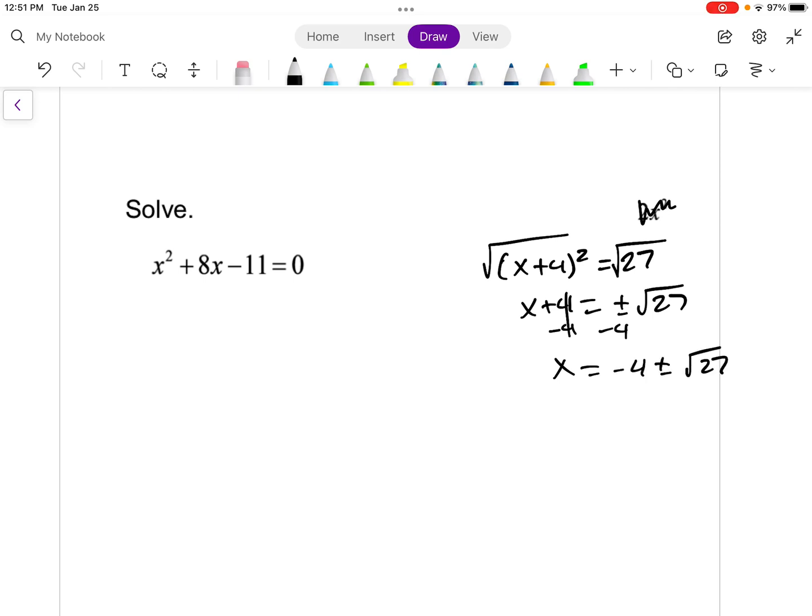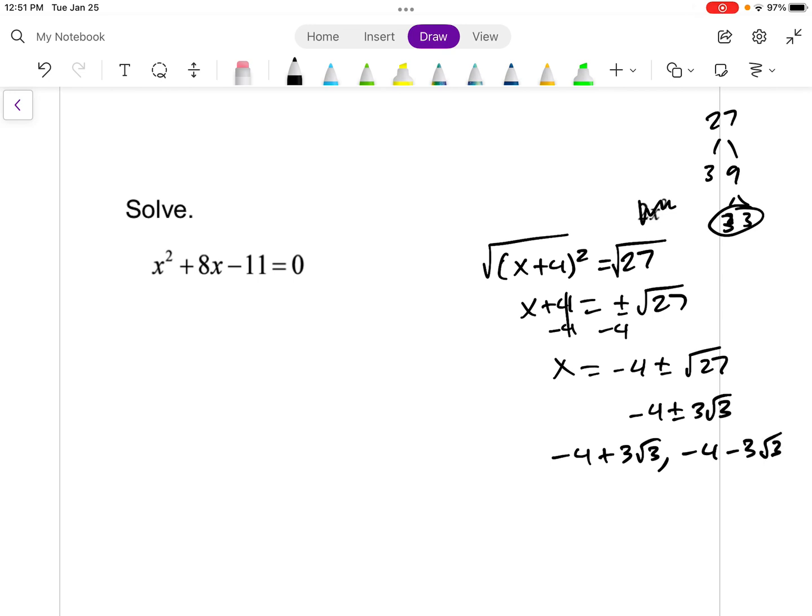The square root of 27 is an irrational number, so it does simplify. If we break it apart, it's 3 and 9, 3 and 3. All right, so we end up with a 3 on the outside. So really I have two answers, right? I have negative 4 plus 3 square root of 3. That's the exact answer. Or I have negative 4 minus 3 square root of 3. We could plug that in a calculator and get an approximate also. I wanted to remind you of that because that's going to be important here.